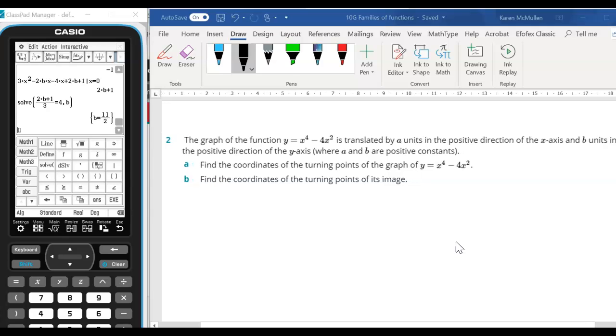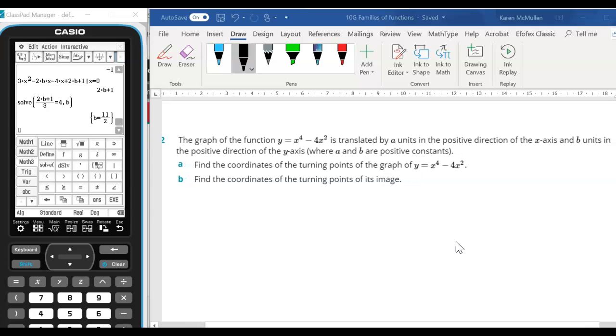So question 2, if I just move that over so we can see the whole question. The graph of the function y equals x to the power of 4 minus 4x squared is translated by a units in the positive direction of the x-axis and b units in the positive direction of the y-axis, where a and b are positive constants. Question A, find the coordinates of the turning point of the graph x to the power of 4 minus 4x squared. Okay, so we don't have to do anything with the transformations just yet. We're just finding the coordinates of the turning point of the graph. Now this one here isn't going to be too hard to do by hand.